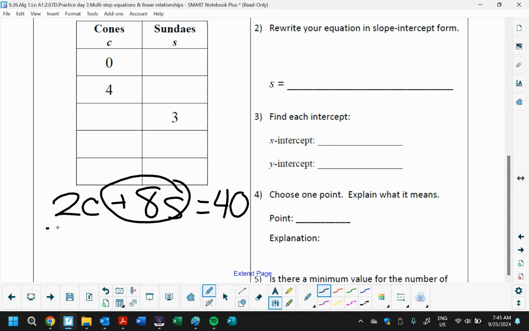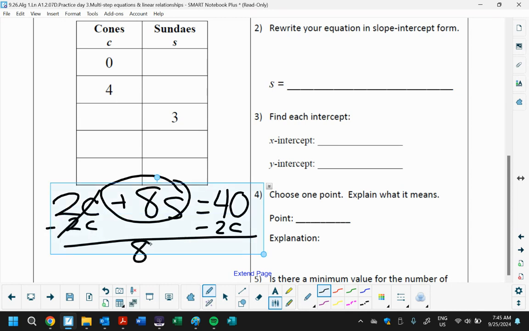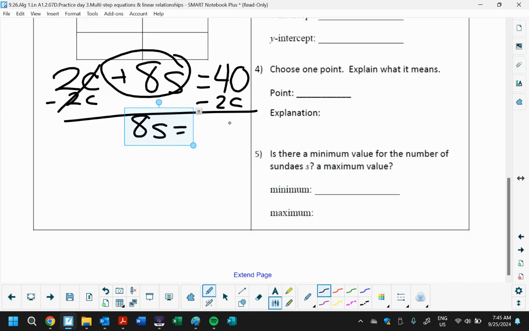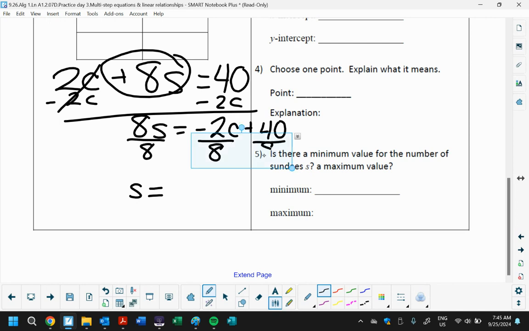I'm going to subtract 2c from both sides. That leaves me with 8s, and you may write the c term or the 40 term in front. I personally like writing the variable term in front, positive 40 below that. But I don't want to know what 8 times s is, I just want to know what s is. So let's go ahead and divide everything by 8. I like to put it underneath each term. That will leave me with 40 divided by 8, or 5, for the sundae beginning.